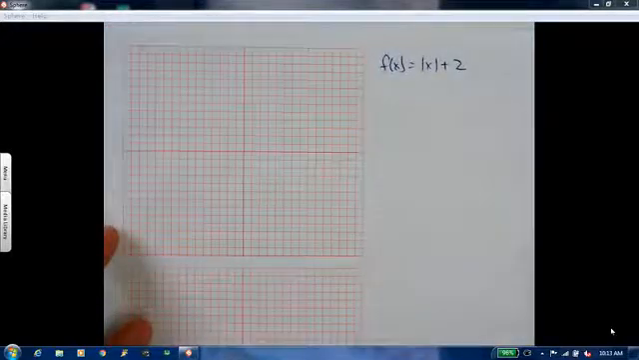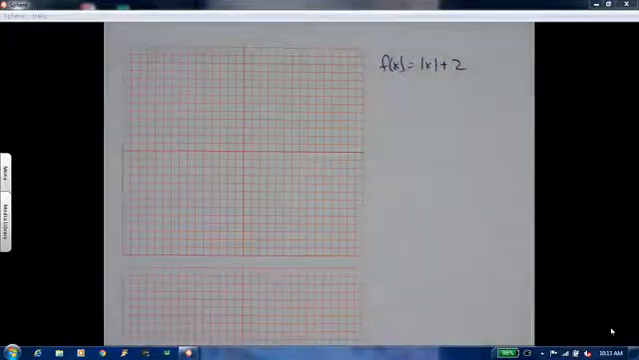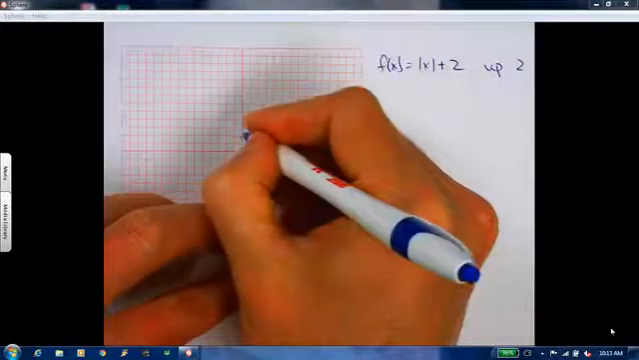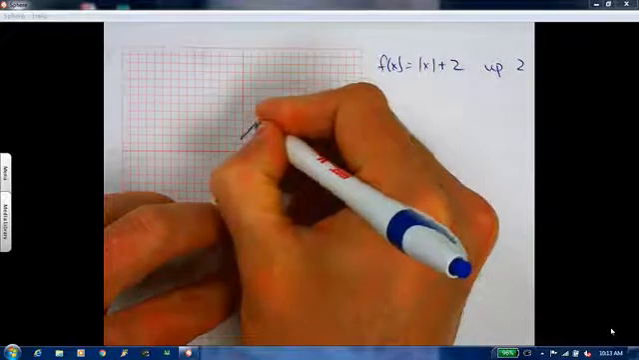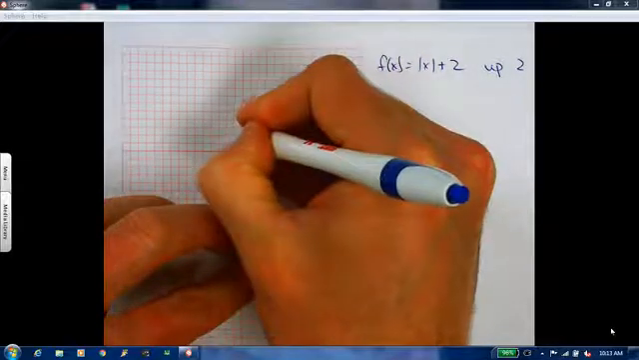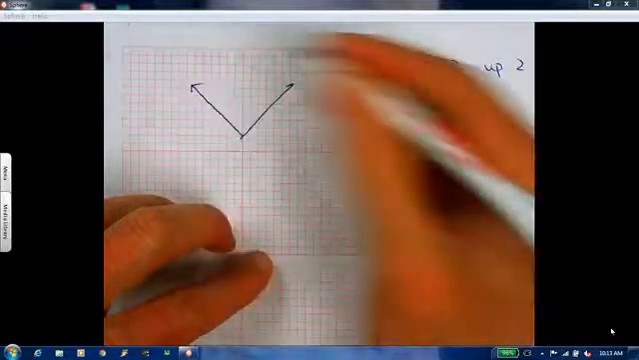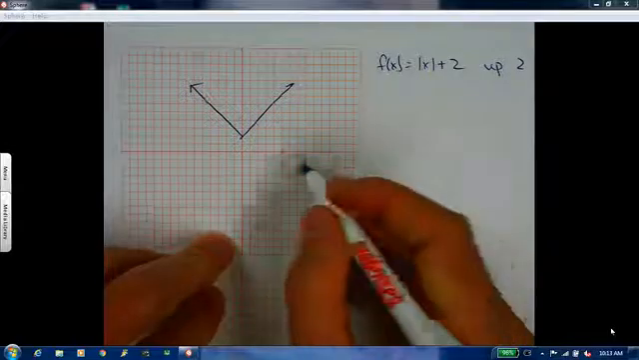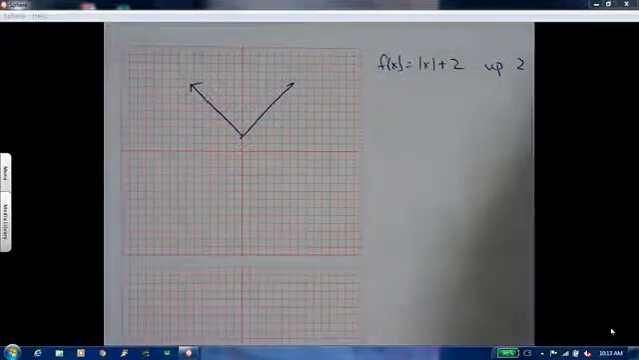Throw the constant graph paper here. What does that plus 2 do to your graph? Moves it up. Okay. This takes the graph up 2. So if this was a minus, it would take it down 2.